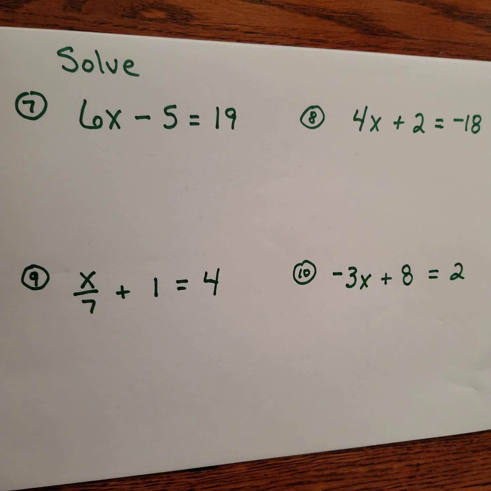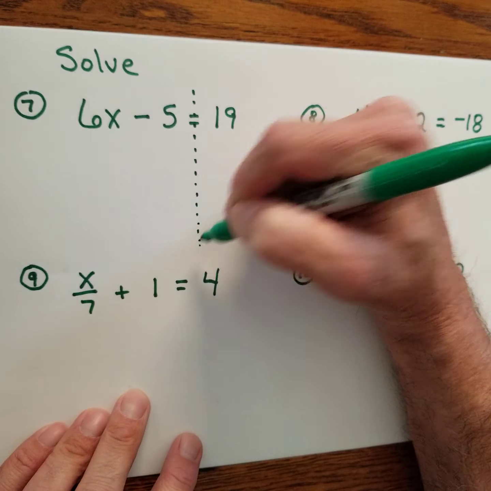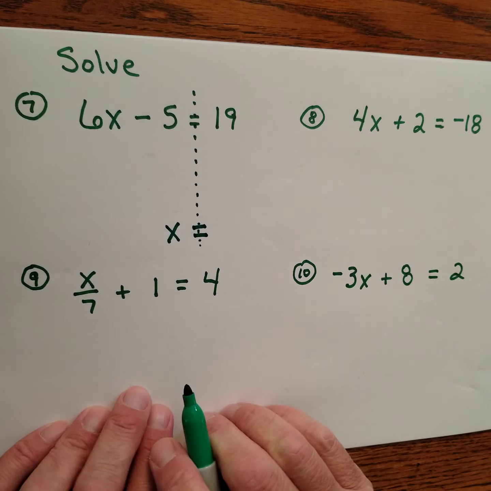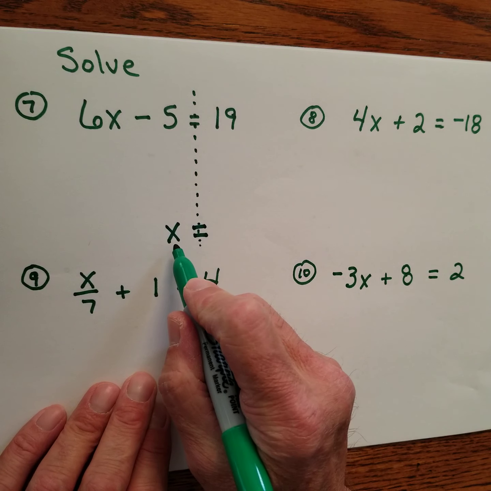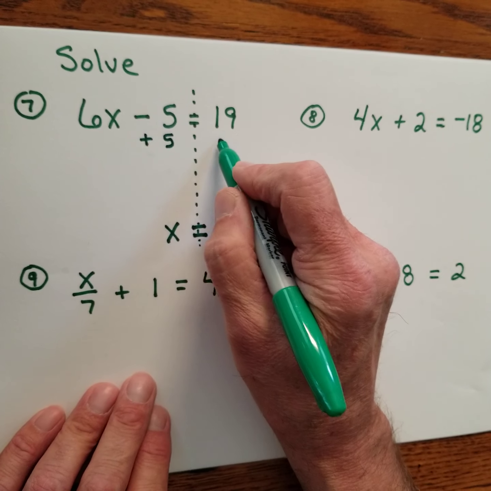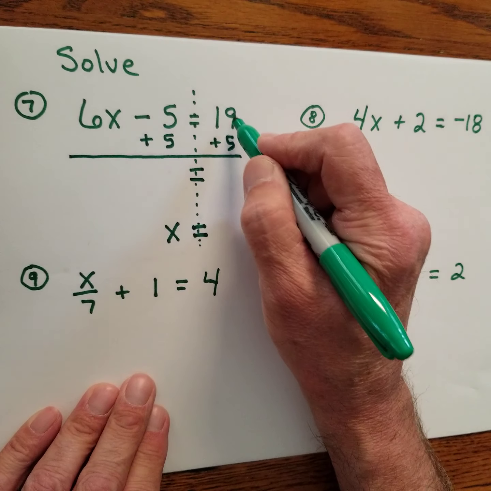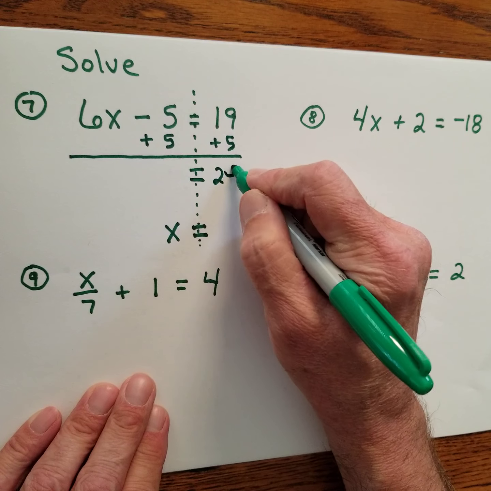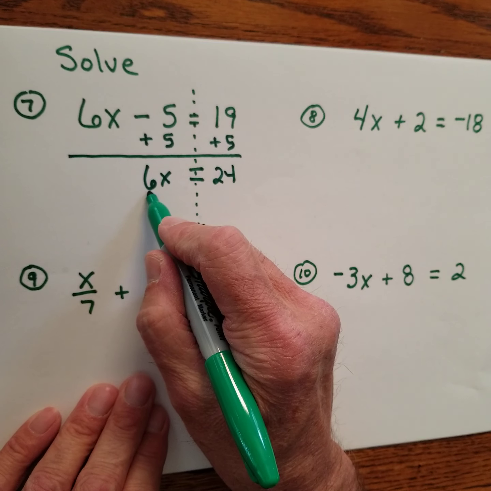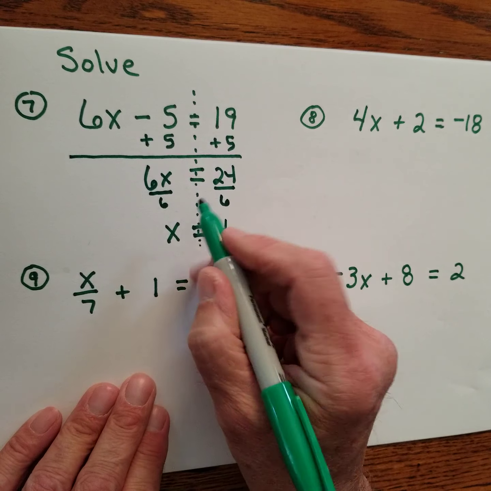You all do such a good job of showing your work on equations. I like to think of the equal sign as a fence. When I'm done, I'll have x on the left side of the fence and my answer on the right side of the fence. To get x by itself, get rid of that 5. And the inverse of subtraction is addition. 19 plus 5, that's 24. Copy the 6x. Now to get x by itself, we'll divide by 6. 24 divided by 6 is 4.